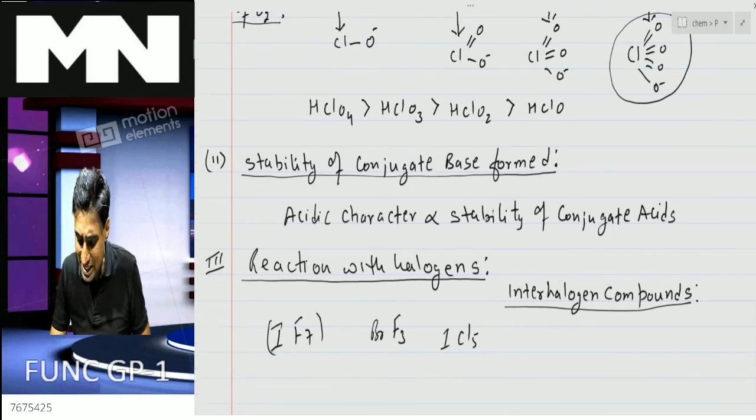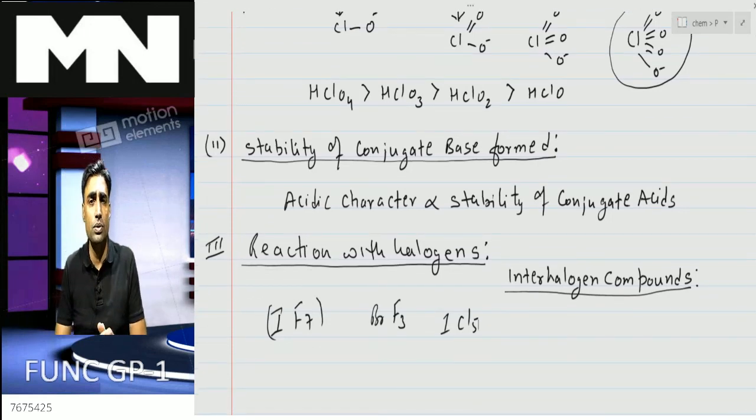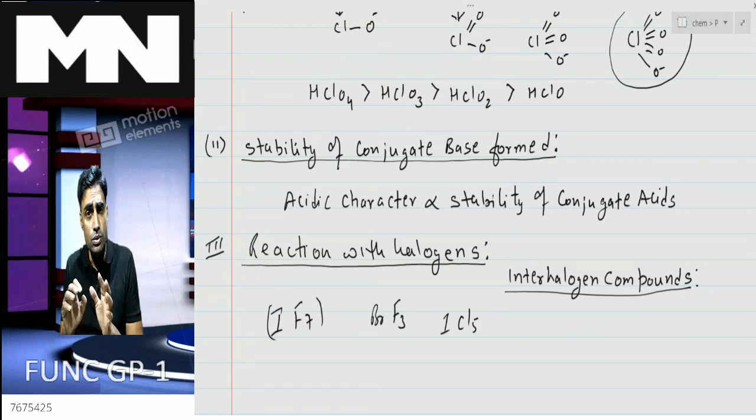So as far as this class is concerned, I've just told you the basic trend and the basic reactivity, like with oxygen, with hydrogen, with halogens. In the next class, I'll show you some PPTs, and in those PPTs we'll have some chemical reactions that I'll explain to you. I'll not write them, I'll just explain them to you. They are already written in the PPT. If you want to write them down, you simply write them down. Just mug them up, because these reactions are very important from the exam point of view.